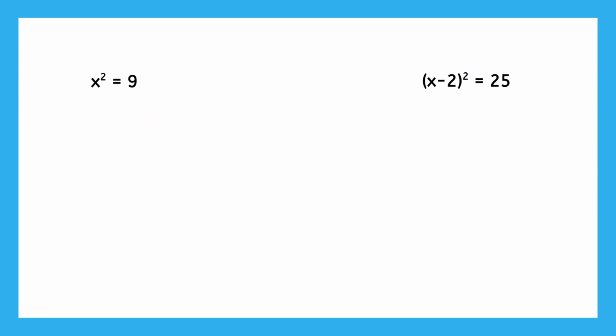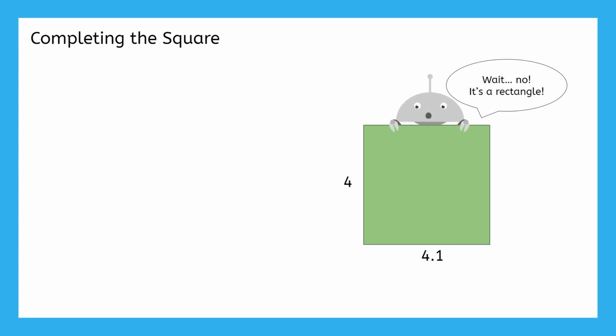You might have noticed that these equations we solved with square roots had the x contained inside a square. It turns out we can transform any quadratic equation to look like these equations in a process called completing the square, so that we can solve them with square roots. But first, let's make sure we remember the definition of a square. A shape might look like a square, but unless the side lengths are identical, it's just a rectangle. Yep, Mia, not a square.